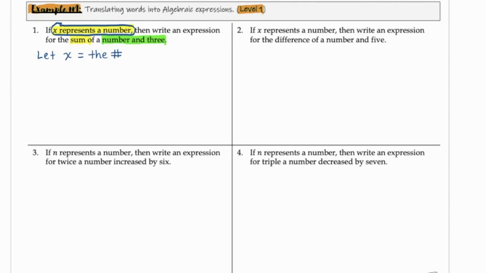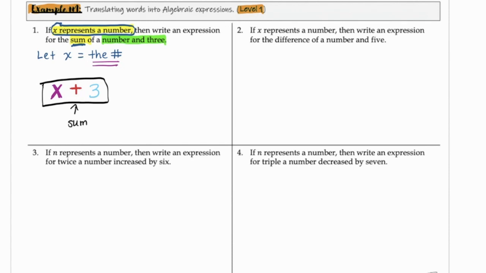Write an expression for the sum. When you see that word sum, what does that word mean? Sum means addition. So I'm going to start putting my operation in here. There's my sum. But what things are we adding? It says sum of a number and 3. So what is your number? Your number is x. That's what we said here, that x be the number. So we're adding x and 3. And there's my final answer. Is this what the problem told me to do? I have x representing the number, and I have the sum of a number and 3.